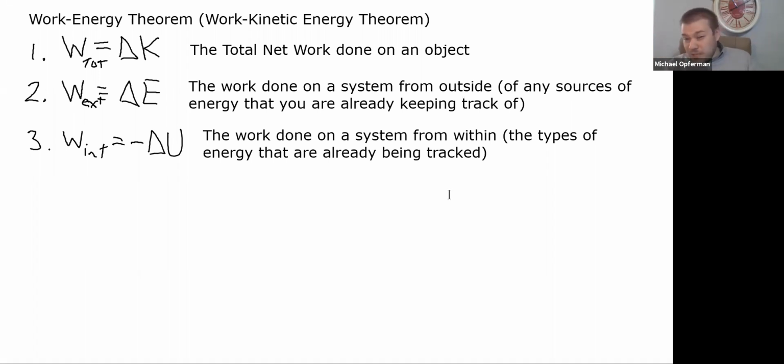And that's what I refer to as external work. It's external to the things that you're keeping track of. Whereas if the transfer is internal to the things you're keeping track of, it might not be changing the total energy of the system. It can just be a transfer between kinetic and potential forms.